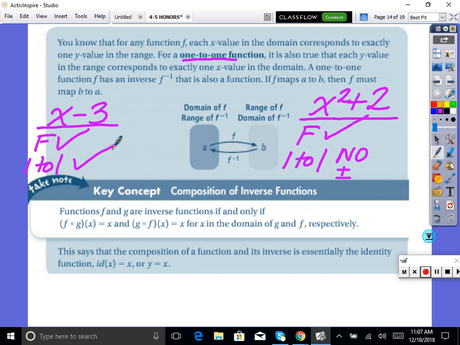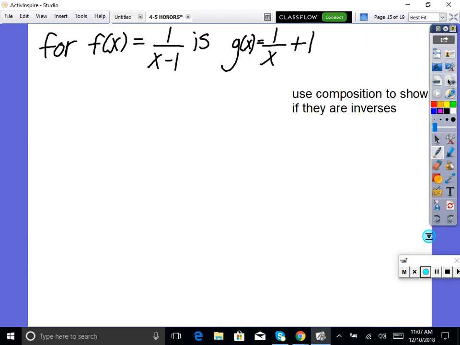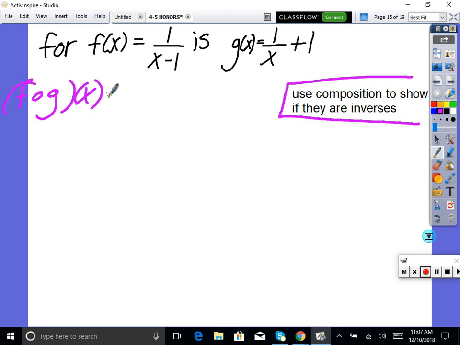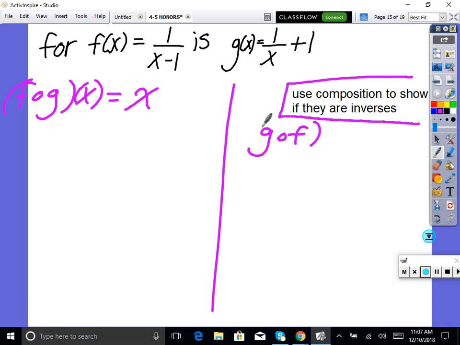Okay, next thing, guys, I'm just going to tell you straightforward. Functions are considered inverses of each other if you do function composition both ways, and they both simplify to be x. So let me explain. I'm going to ask you on the test, are these two inverses, show me by function composition? If they are inverses, f of g of x will simplify to be x, and also g of f of x will also simplify to be x.